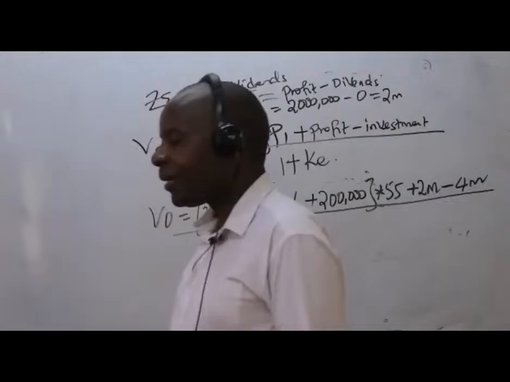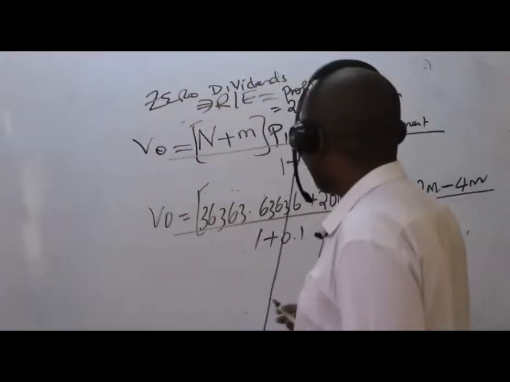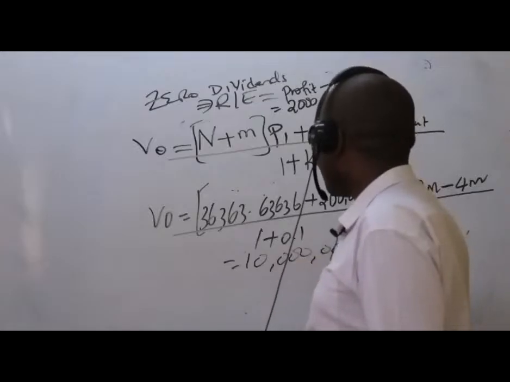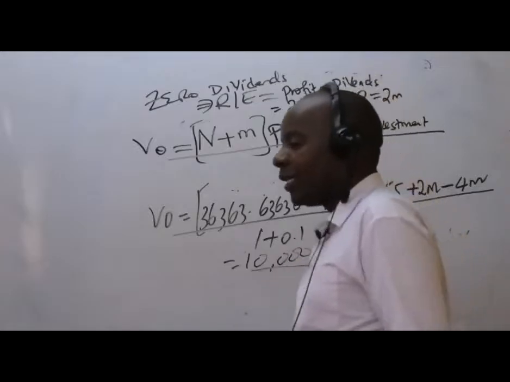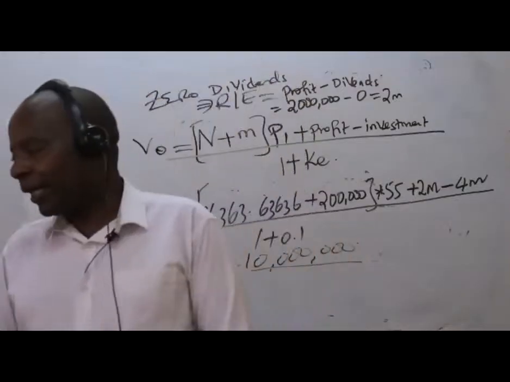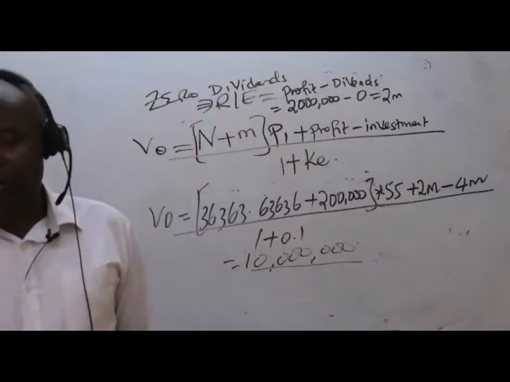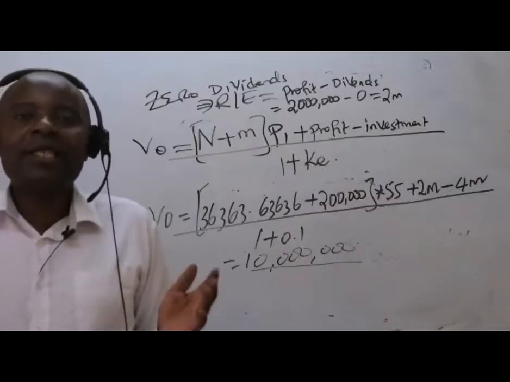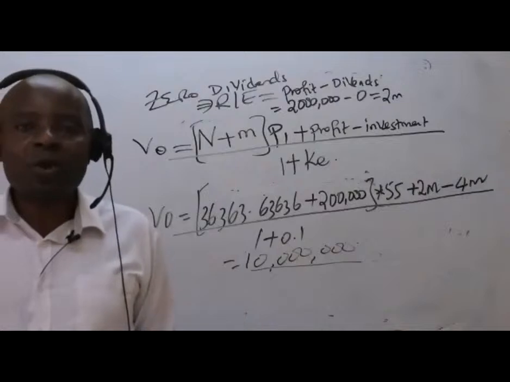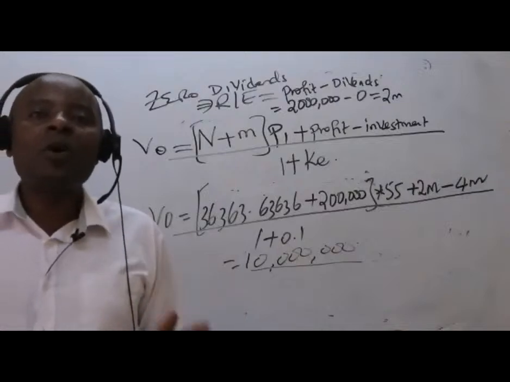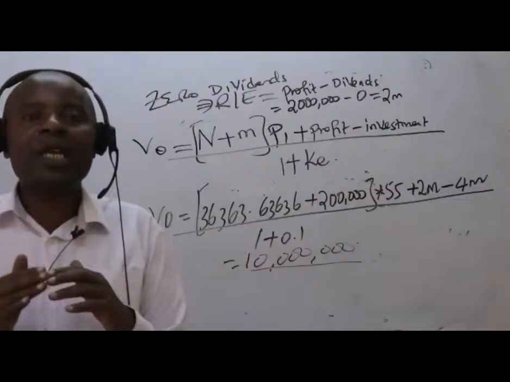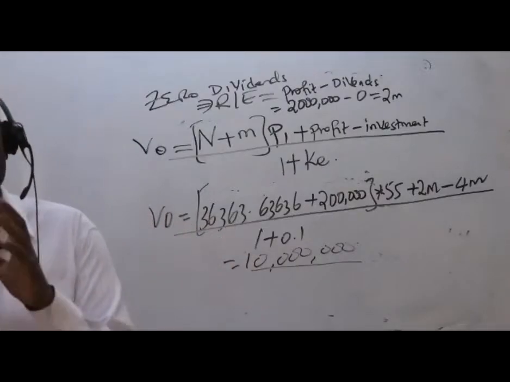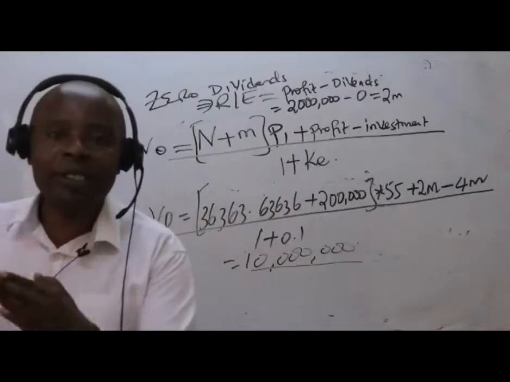So at the end of the day, all of them are getting 10 million Kenya shillings. So, ladies and gentlemen, having gotten that, this is the value of this organization if it decides not to pay dividends. If we say it's zero dividends, then automatically we shall be able to get our firm being valued at 10 million. What about the other side of the coin?